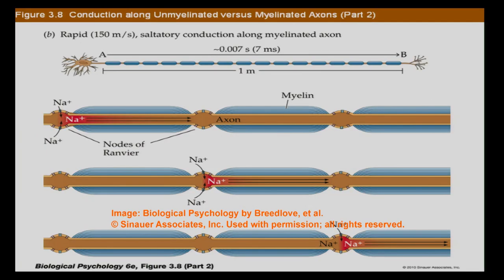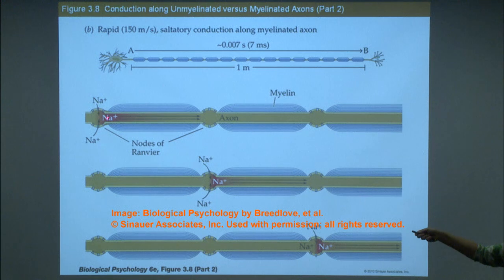Here, what we have is a myelin sheath. We have the node of Ranvier that has lots of voltage-gated sodium channels. You have a huge action potential generated here. That action potential travels without generating another action potential to here, where the action potential jumps to this next node of Ranvier, and so on and so on.